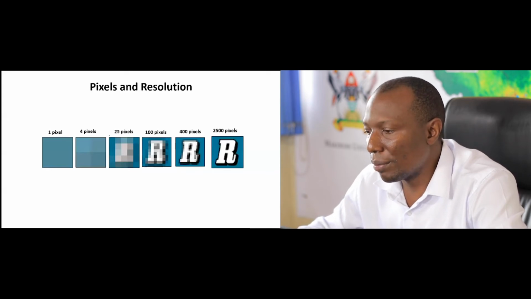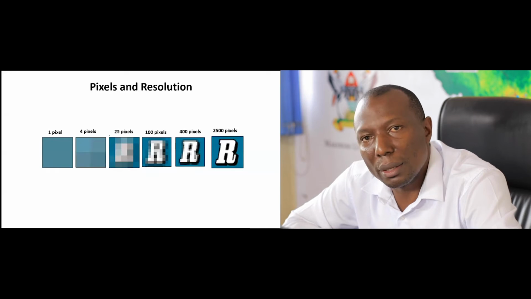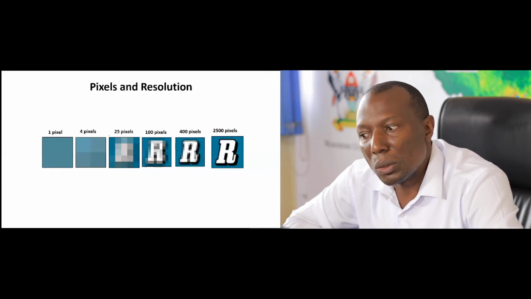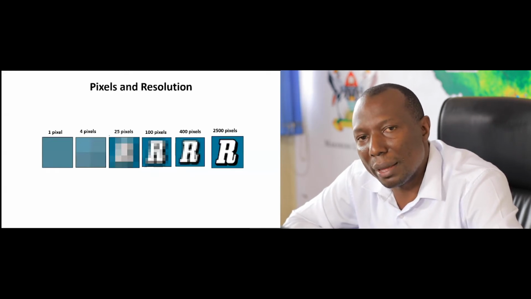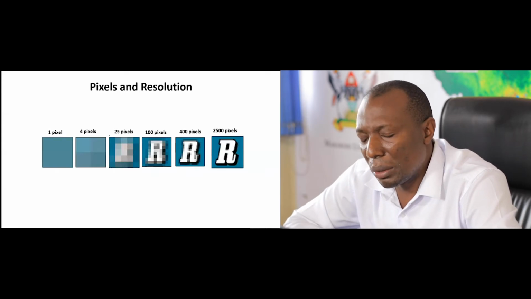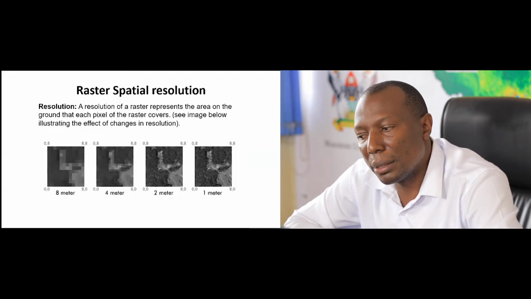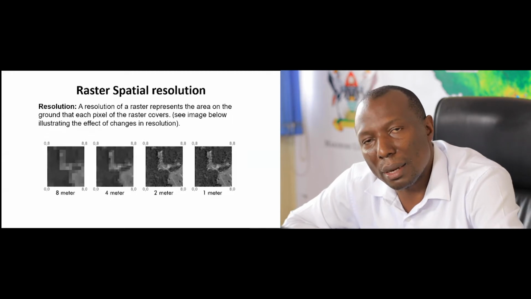And then if you have 2,500 pixels, you see the image is clearer. So the more pixels, the clearer the image. And when it comes to resolution, you'll see an 8x8, 4x4, 2x2, and 1 meter image. So resolution is very critical in GIS and remote sensing.